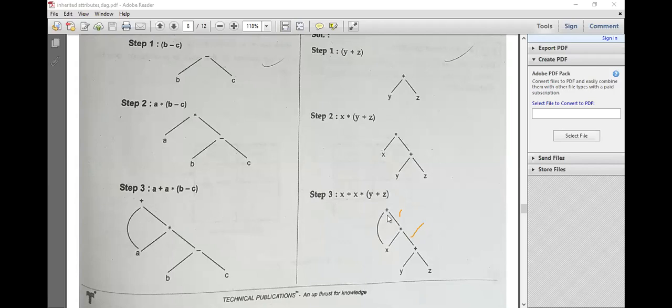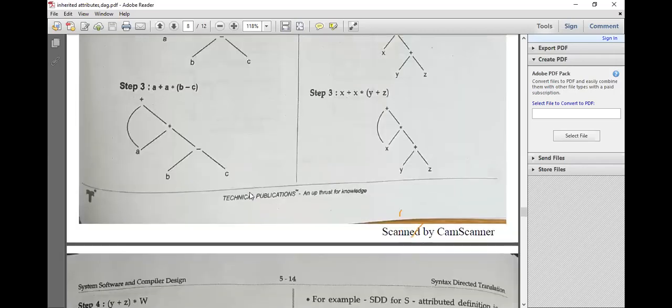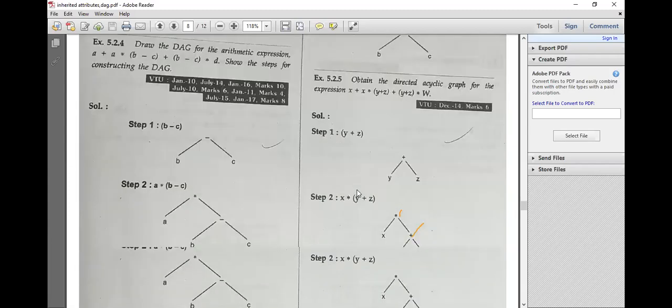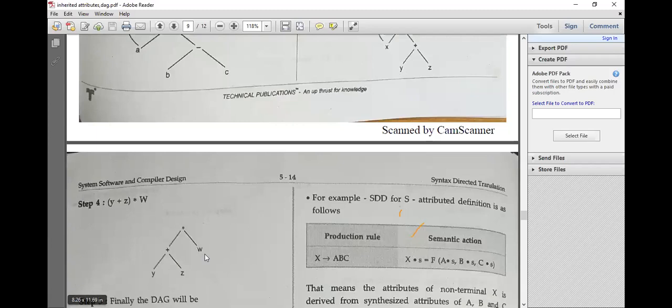But immediately we need to draw the line here to get back to the x, because the duplicate parent has to be expressed there only. You have to remember that that is nothing but your directed acyclic graph. Finally, one more thing is there, the return as y plus z star w. Y plus z star w. Again y plus z is already there, just elaborate star w.